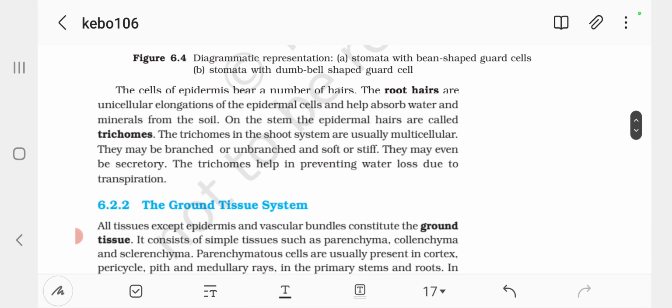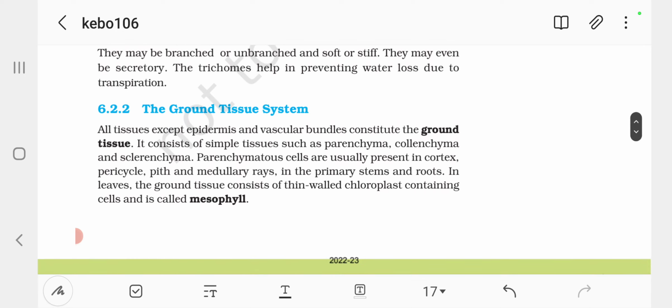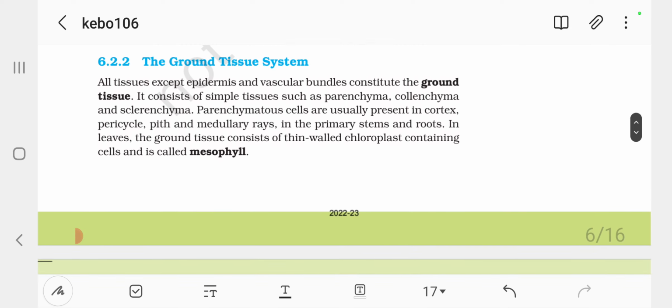The cells of epidermis bear a number of hairs. The root hairs are unicellular elongations of an epidermal cell and help absorb water and minerals from the soil. On the stem, the epidermal hairs are called trichomes. The trichomes in the shoot system are usually multicellular. They may be branched or unbranched and soft or stiff. They may even be secretory. The trichomes help in preventing water loss due to transpiration.